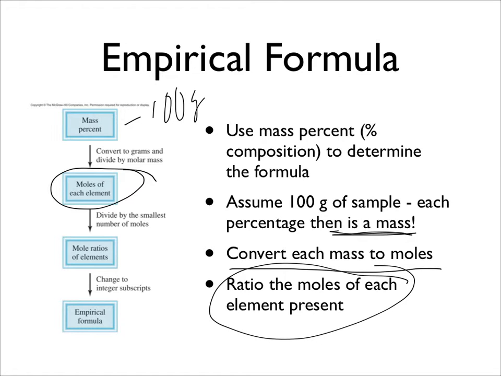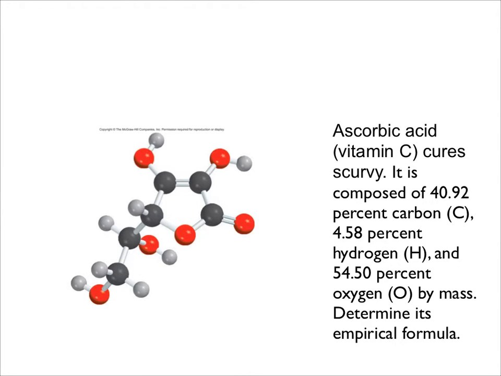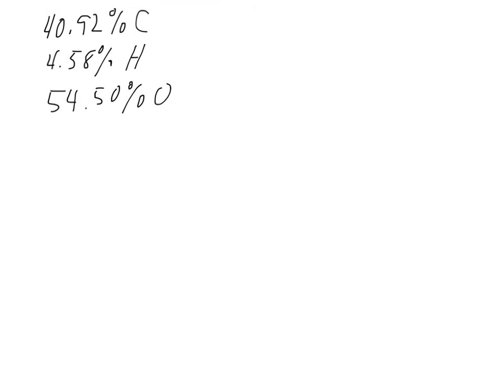So let's do an example. Ascorbic acid, vitamin C, cures scurvy. It is composed of 40.92% carbon, 4.58% hydrogen, and 54.50% oxygen by mass. And we want to determine its empirical formula. So we've written down what we know: 40.92% carbon, 4.58% hydrogen, and 54.5% oxygen.